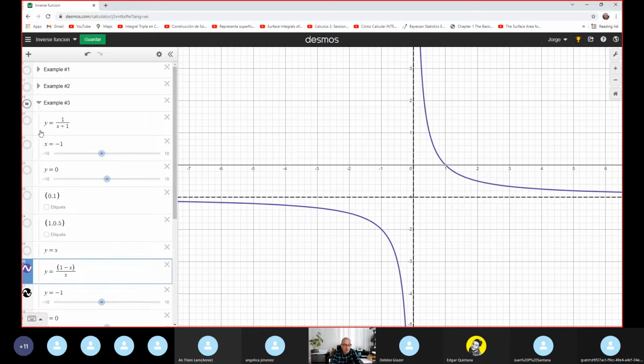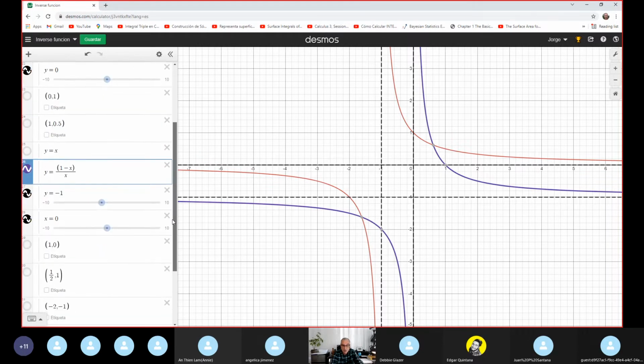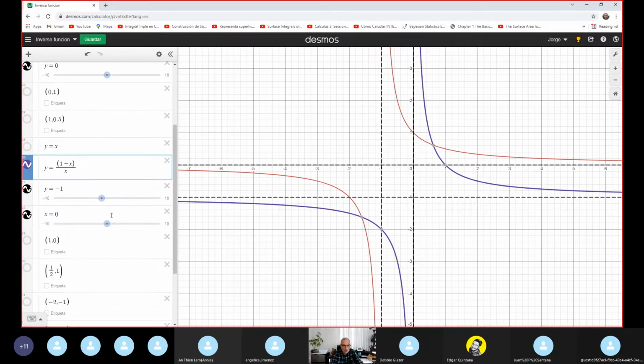Together, this is the original function, red color. This is the vertical asymptote at -1 and the horizontal y equals 0. And the new function is the purple color. Look, the horizontal asymptote is -1, exactly the same value, -1, as the vertical one in the original. And x equals 0.